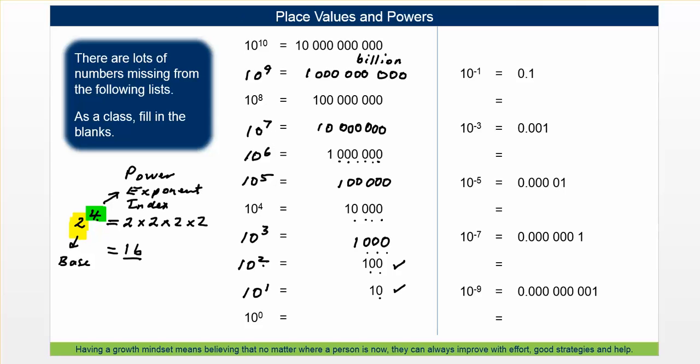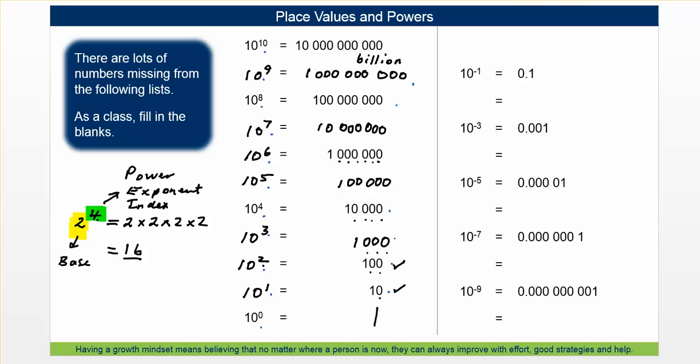Now notice the pattern here. I just want you to notice the pattern. I'm counting down 10, 9, 8, 7, 6, 5, 4, 3, 2, 1, 0. And if you look at the numbers here, each time you count down, you're dividing by 10. So you see 10,000 becomes 1,000, 1,000 becomes 100, 100 divided by 10 is 10. What's 10 divided by 10? Hopefully you'd say, well, that's 1. So 10 to the power of 0, keep in mind, that is 1.